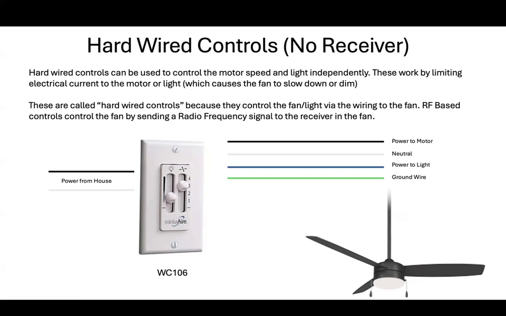In the example on the slide, we can see the 120-volt power coming into the switch. The wall control increases or decreases the current supplied to the fan through the wiring of the fan. On speed 1, there is less electrical current flowing to the fan, and so the motor runs at a lower speed. Increase the speed to level 4, and you allow greater electrical current, so the motor speeds up.